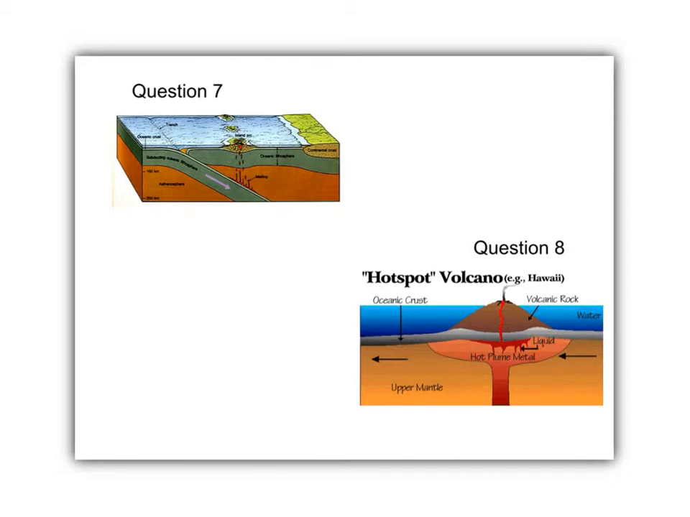For question 8, how did the Hawaiian Islands actually form? They formed over a hot spot. So right here, that's your answer, hot spot. That's where the Hawaiian Islands formed, over a hot spot.